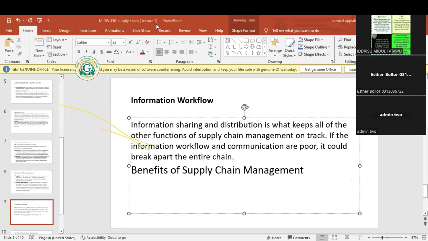Idrisu, and after Idrisu, we have Esther. So with the information flow, without information, the suppliers where you are purchasing your goods might not know what you need at that time. So they need your input, which will be the information, to be able to plan. Thank you.